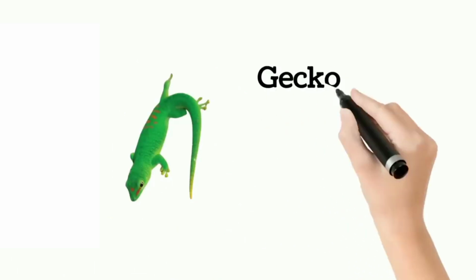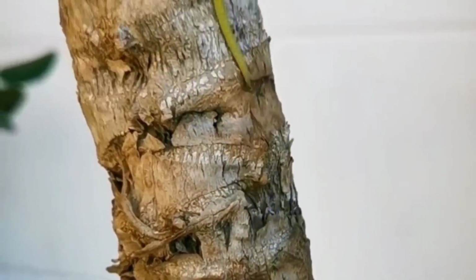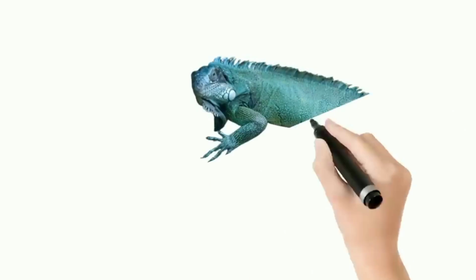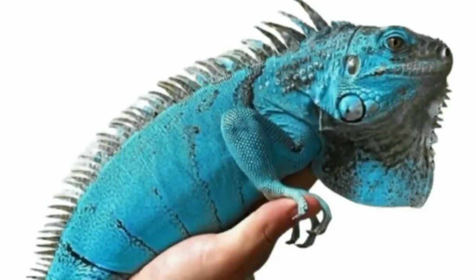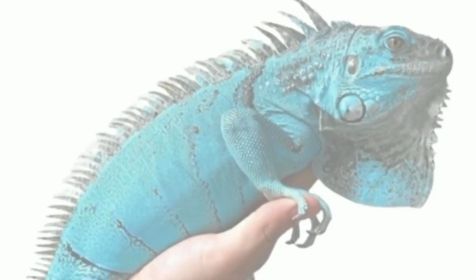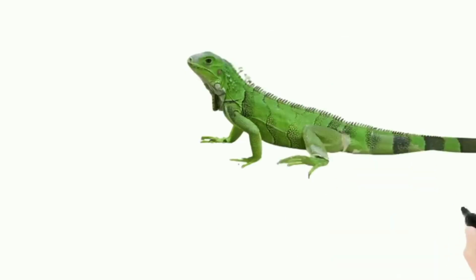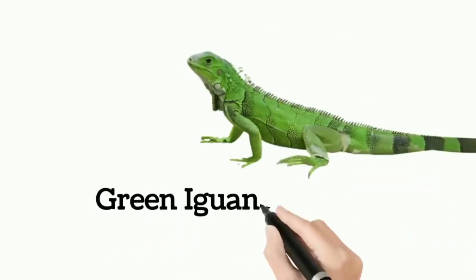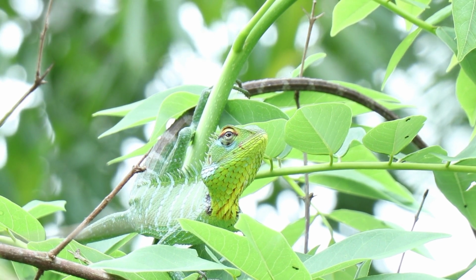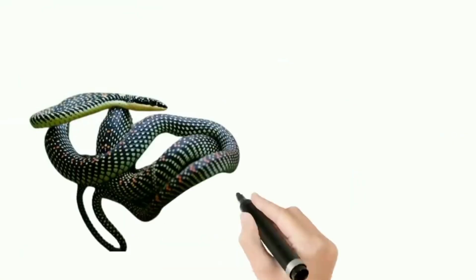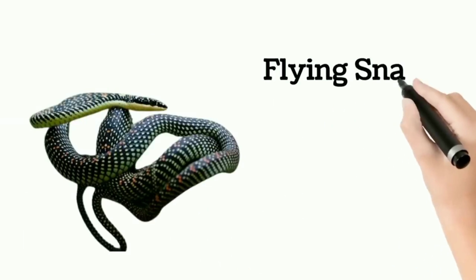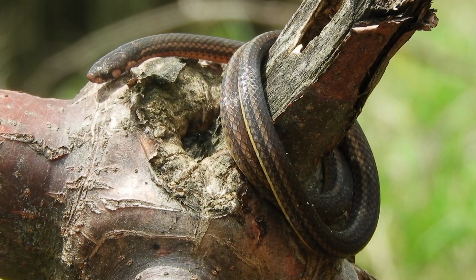This is gecko. Gecko. This is blue iguana. Blue iguana. This is green iguana. Green iguana. This is flying snake. Flying snake.